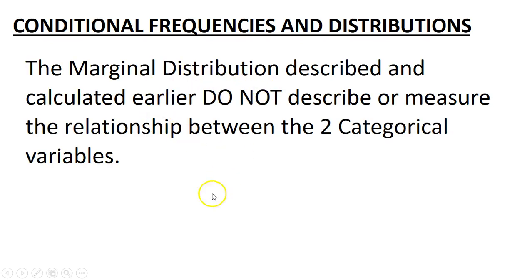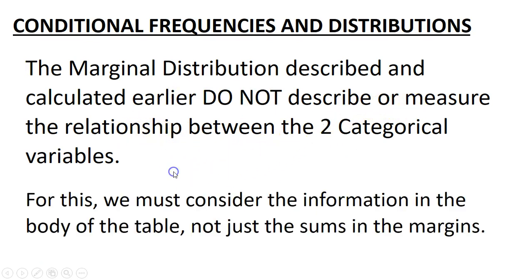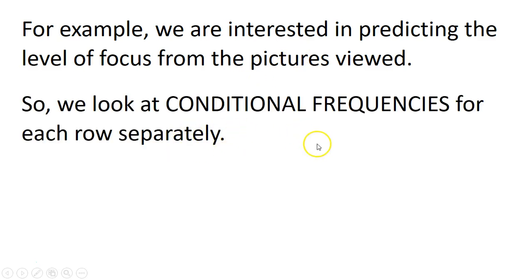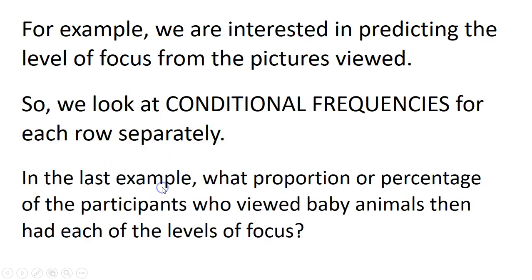It's the pictures viewed. Now, conditional frequencies and distributions. The marginal distributions on the outside, described and calculated earlier, do not describe or measure the relationships between the two categories. For this, we must consider the information in the body of the table, not just the sums in the margins. For example, we are interested in predicting the level of focus from the pictures viewed. So we look at conditional frequencies for each row separately.